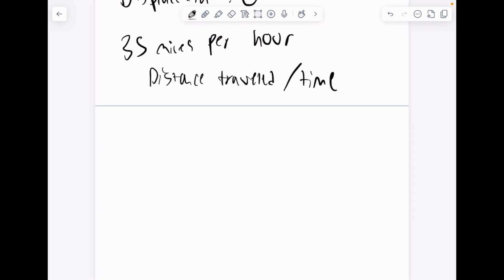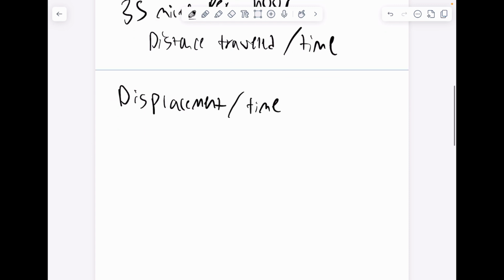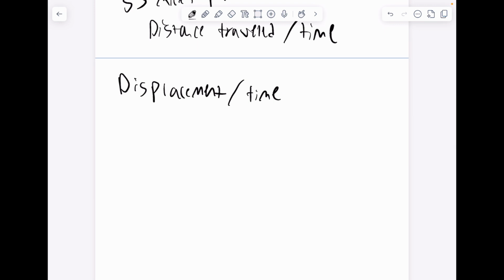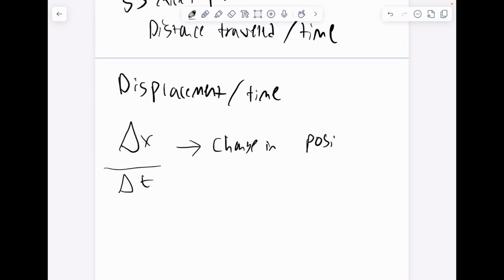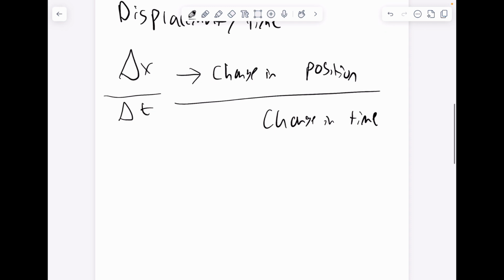The vector version of this would be displacement over time. Now, essentially, how we can write this mathematically is delta x over delta t. Delta will usually just mean change. It's a Greek letter which means change. So what we're essentially saying is change in x, or change in position, over change in time. This is how you will normally represent it algebraically.